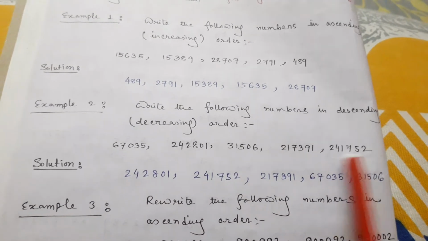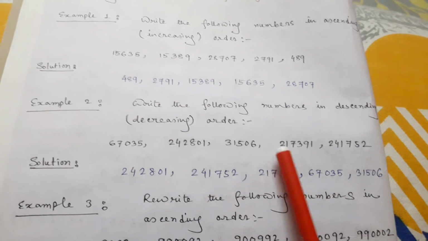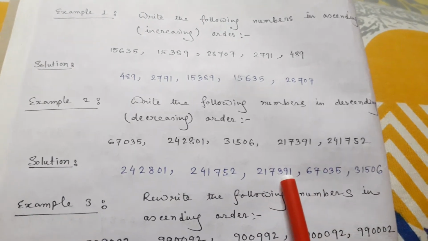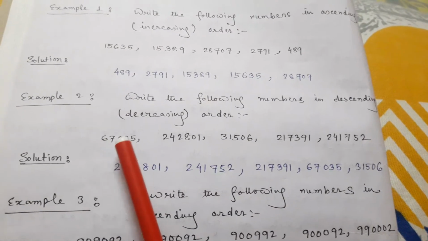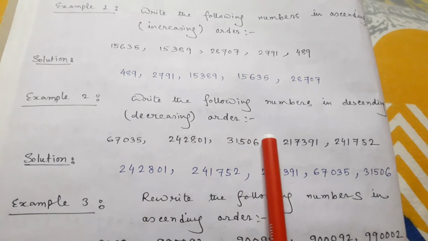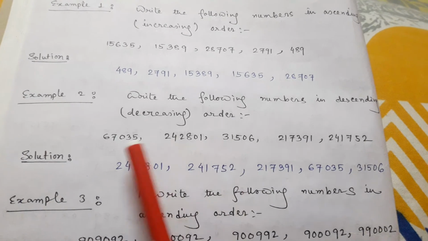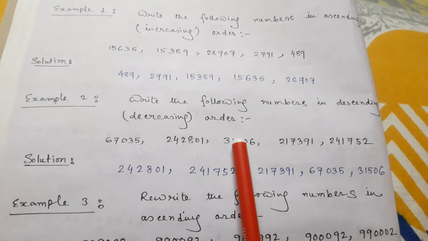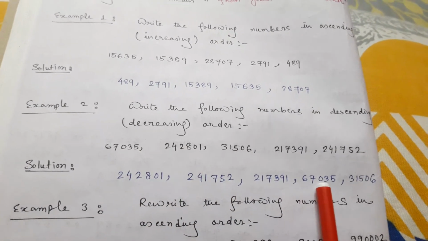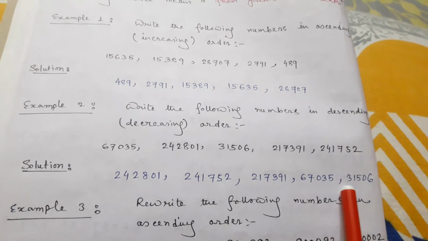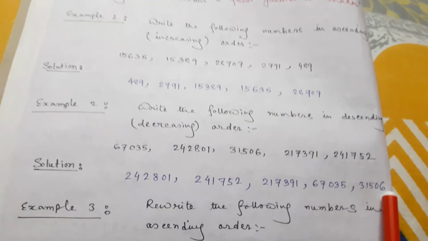So after that this will come. Okay. Now this 6-digit number will come. Now we will compare the 5-digit numbers. So in the 10,000s place there is 3 and there is 6. So 6 is greater than 3. So we will have this 67035 and after this 31506 will come. Okay, thank you.